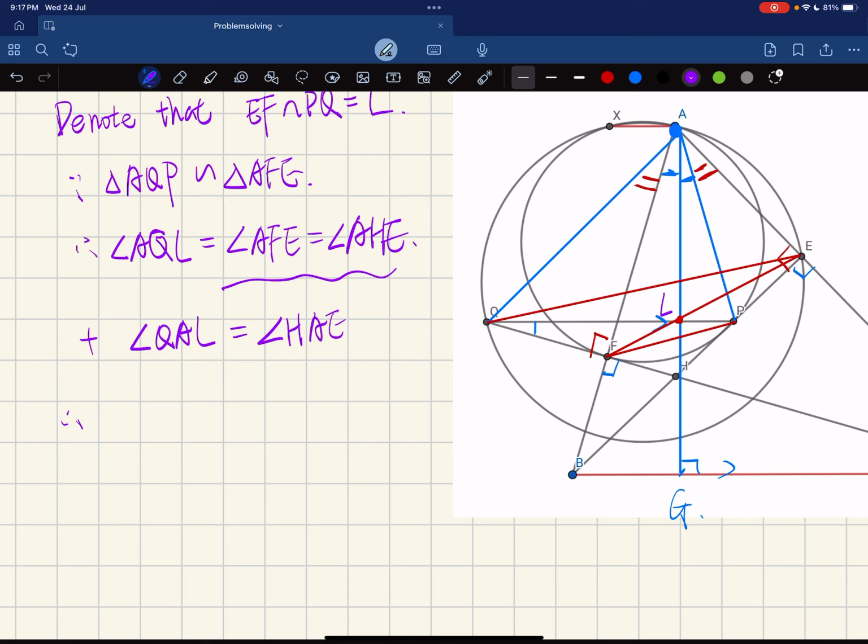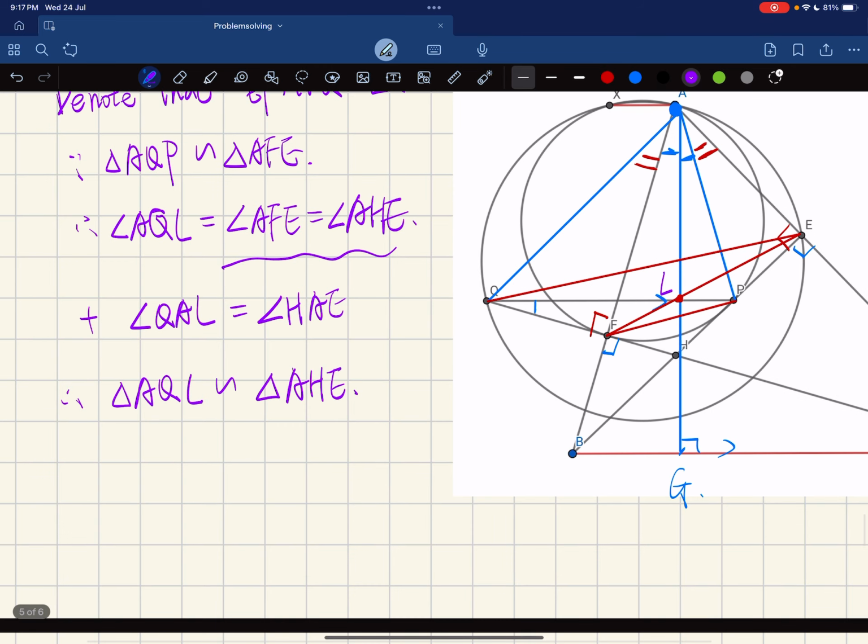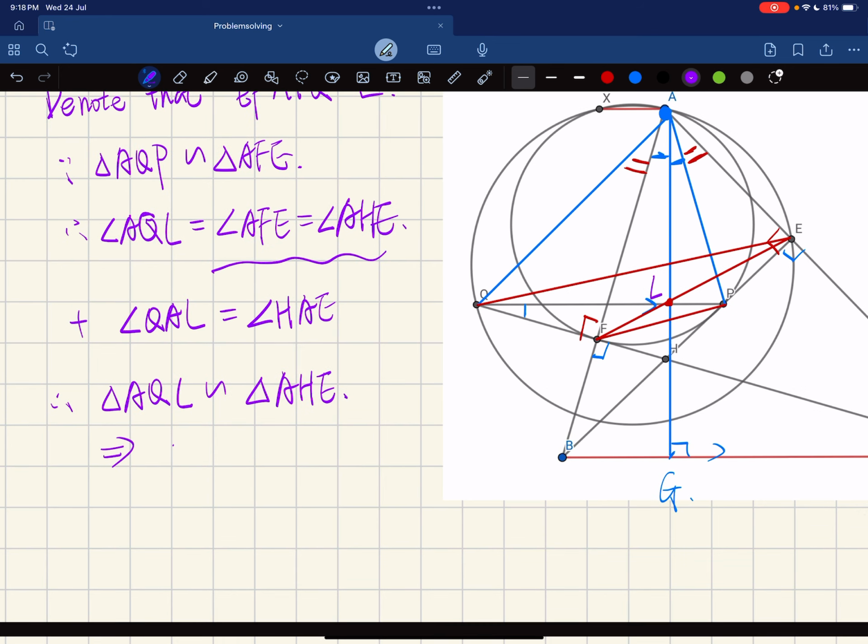So we can have the triangle AQL is similar to the triangle AHE. So what can we have? That means the angle ALQ equals angle AEH equals 90 degrees. That means AL is perpendicular to PQ.